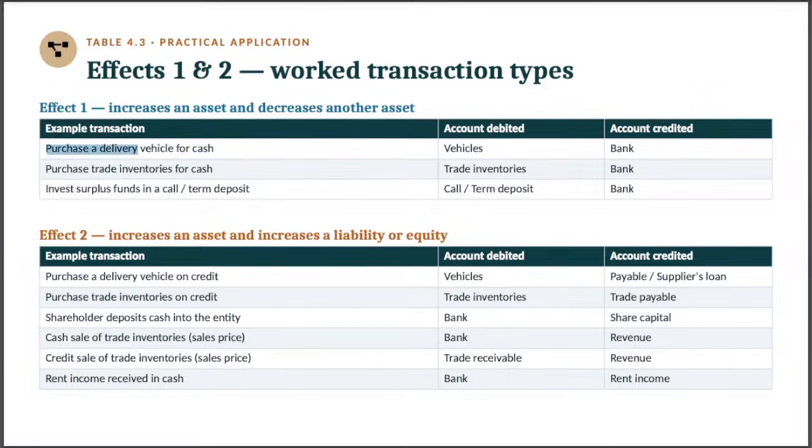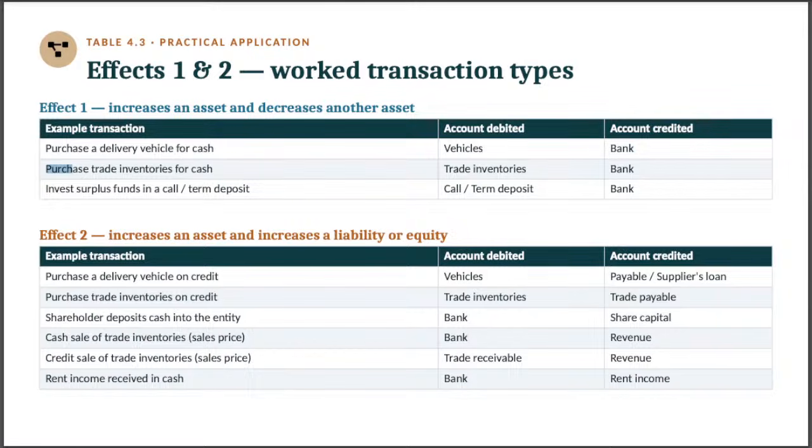Now, here's our example transaction. You purchase a delivery vehicle for cash. The account debited is vehicles, that's your asset. The account credited was the bank. Of course, whenever you put money in the bank account, it goes on the debit side. But when you're paying from that bank account, the amount you had to pay goes on the credit side. So the credit side was used to pay for the vehicle. Vehicle is an asset. The amount of the vehicle goes in the asset account, and a credit of the same amount goes on the bank.